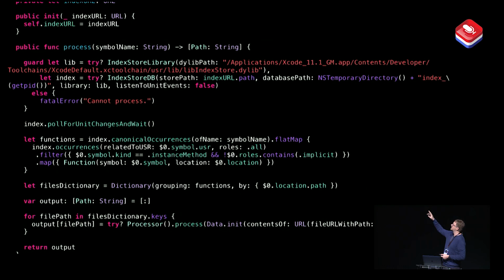Starting from that point, I can ask for any symbol that was indexed. Here, index.canonicalOccurrences of name, the symbol name, in my case Conference, will return me all the places with the file, line number and position where this symbol occurs in this project. So I can use that in my favor to improve a little bit the tool I just built.